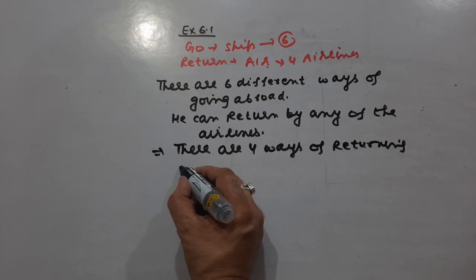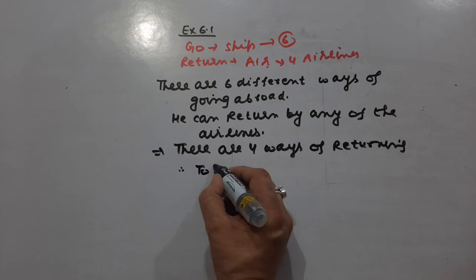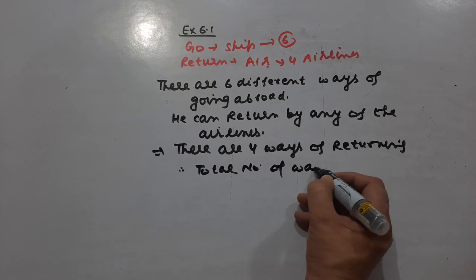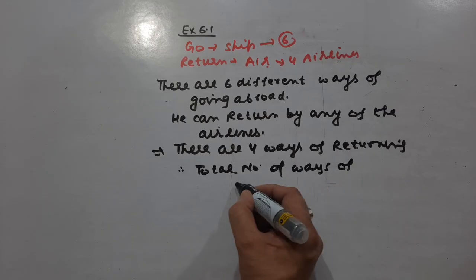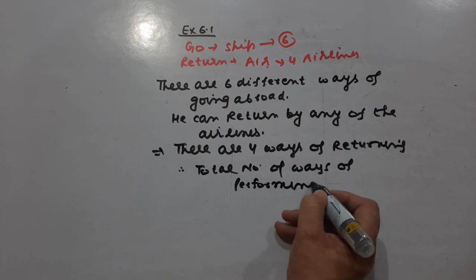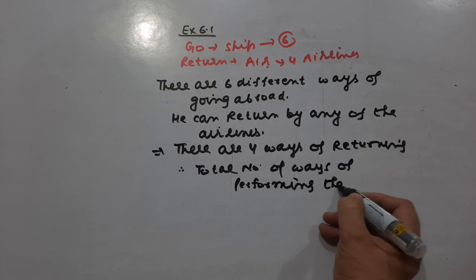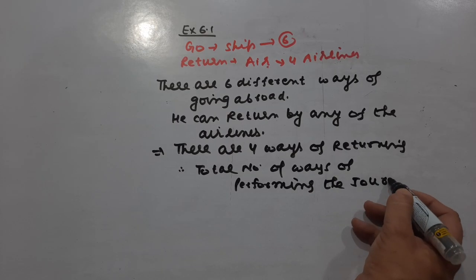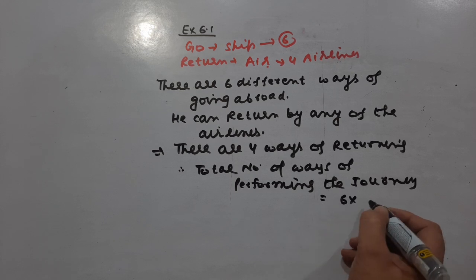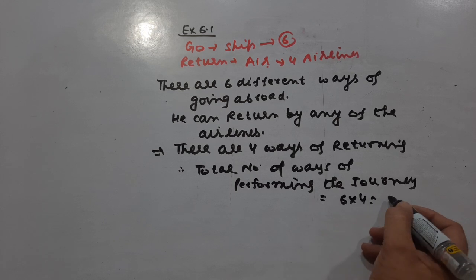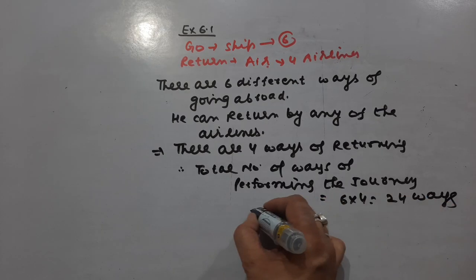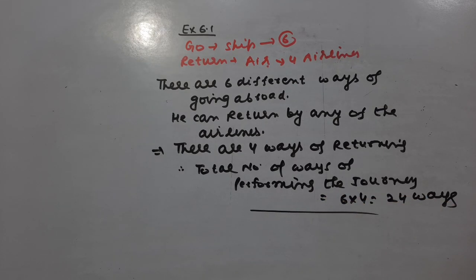So therefore total number of ways of performing the journey. Total number of ways of performing the journey equals to 6 into 4. How much? 24 ways. So this is the answer, students. I hope this is clear to you.